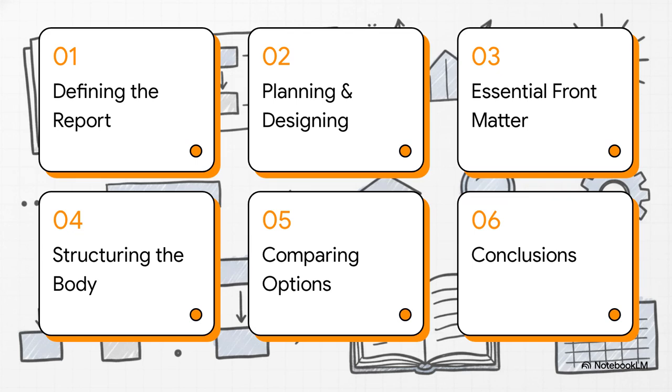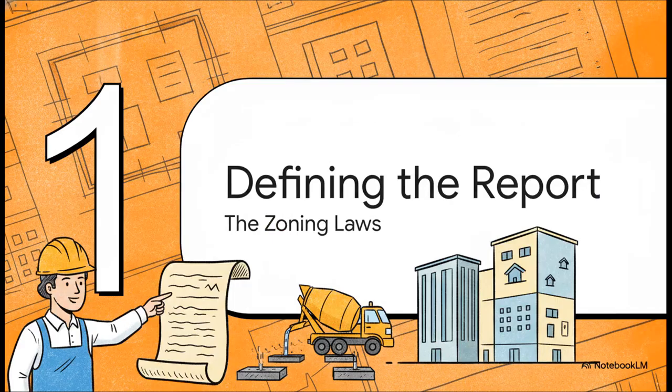Now, just like a solid report needs a good table of contents to orient the reader, this explainer uses a roadmap. Today we'll be covering defining the report, planning and designing, essential front matter, structuring the body, comparing your options, and finally, conclusions and recommendations. Let's get to it. First up, Section 1, defining the report.